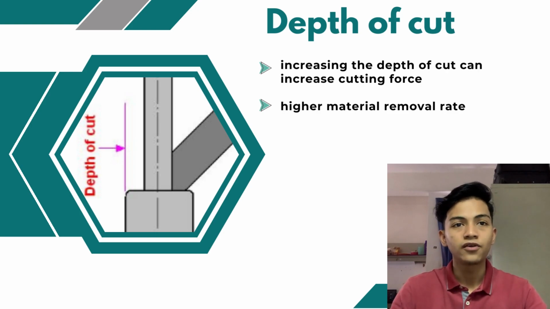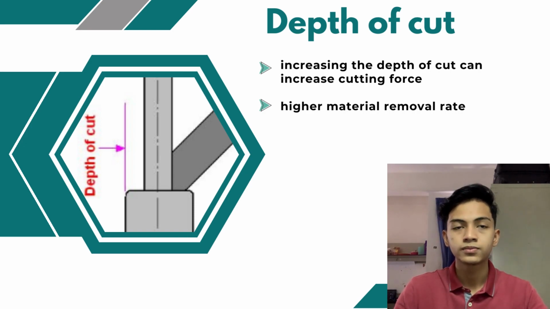A higher depth of cut indicates a higher material removal rate, MRR. As MRR is related to speed, feed, and depth of cut, thus, by using a greater depth of cut, machining productivity may be increased while machining cost can be reduced.